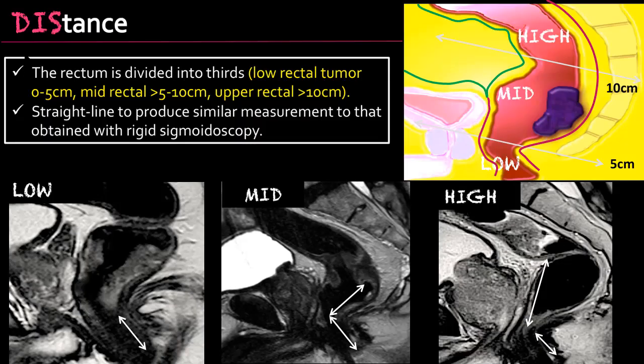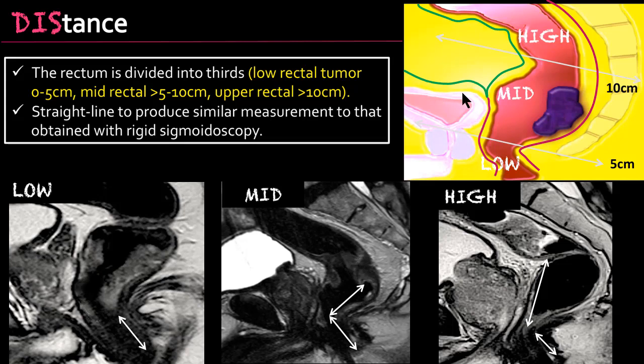So let's talk about the D and the distance. On sagittal T2 plane, you will divide your rectum into three parts. So the low rectal tumor from 0 to 5, the mid rectal tumor from 5 to 10, and then the upper rectal from 10 to 15 centimeters. So you will give the surgeon three measurements. One measurement from the anal verge to the inferior part of the tumor, one measurement from the puborectal sling to the inferior border of the tumor, and the craniocaudal length.